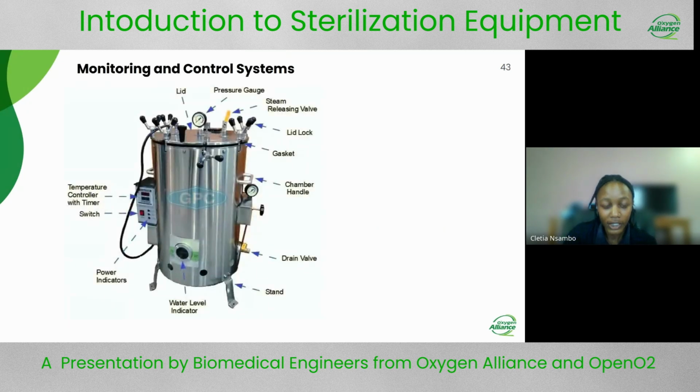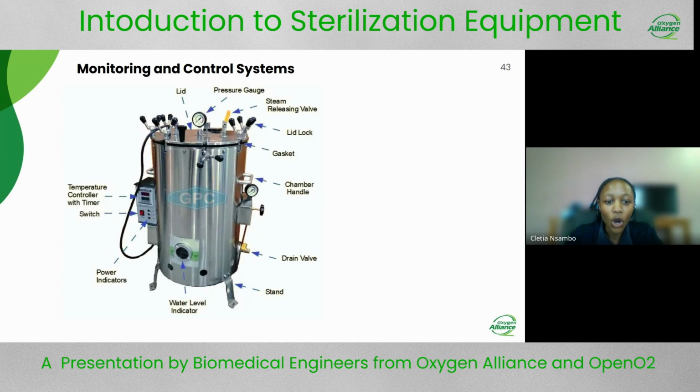Finally, we'll just look at where these monitoring systems are placed. For a better view, I've just used a tabletop autoclave to show us. We have the pressure gauge, we have power indicators, and then we have a temperature controller, a timer, a switch.